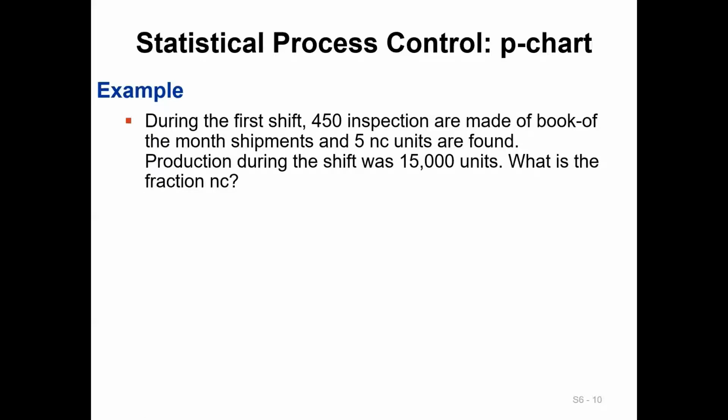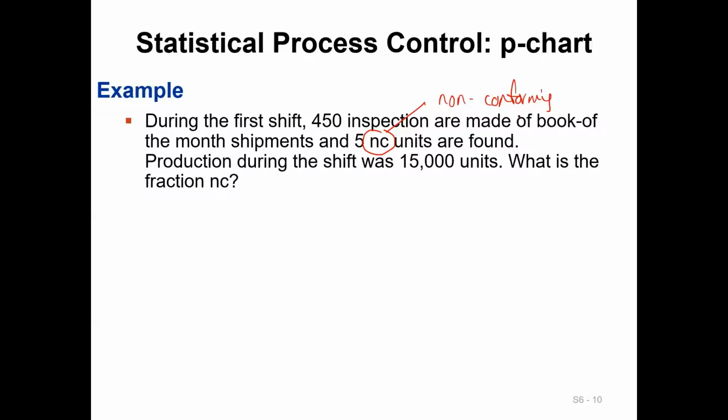This is an example. During the first shift, 450 units were inspected from the month's shipments and 5 NC units were found. What is NC? NC here refers to non-conforming units, which means rejected units. Production during the shift was 15,000. What is the fraction NC? Fraction NC means, what is the P?